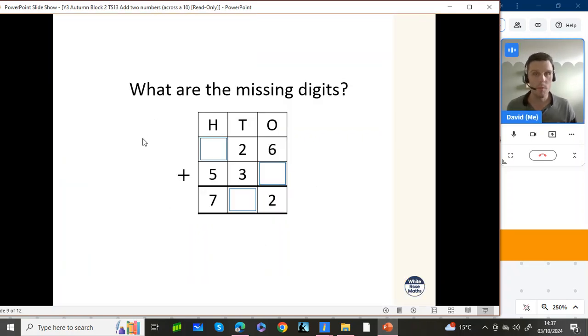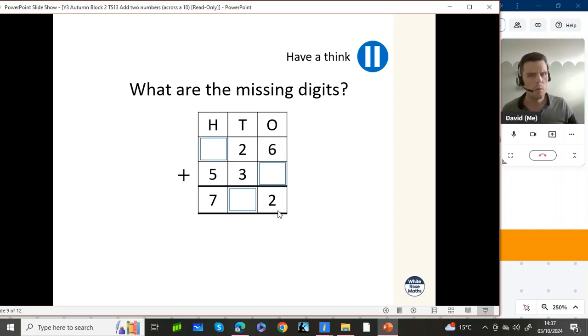Okay, so now we're on to a missing digits question. Okay, so this is a little bit tricky because we know it's an addition. Our top digit in the ones column is 6, but the answer says 2. Now we know as it's an addition, our answer must be bigger than the numbers we start with. So what do we do? Well, because we're carrying 10 forward, we know that the next number that contains a 2 after 6 is 12.